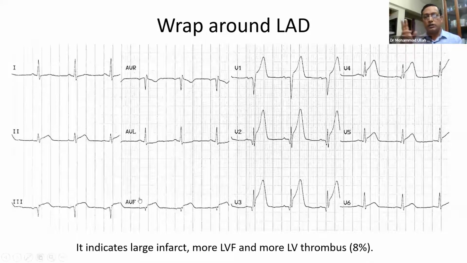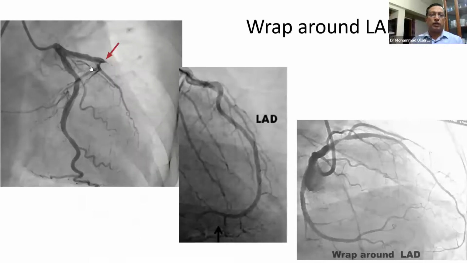If the lesion is distal to the diagonal one, in that case, there will be elevation both in the anterior and inferior leads. So if we get ST elevation both in the anterior and inferior leads, and we think this is a wraparound LAD or type 4 LAD, that means the culprit is distal to the diagonal one branch, like this one. This patient has got a type 4 LAD and the lesion was distal to the diagonal one.